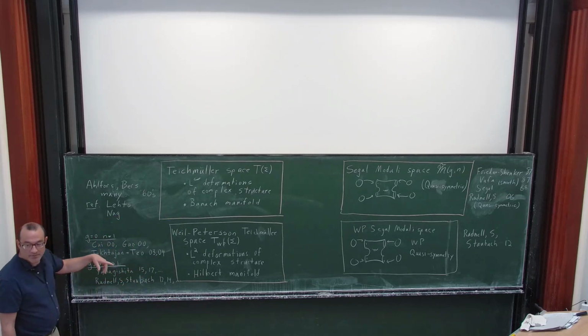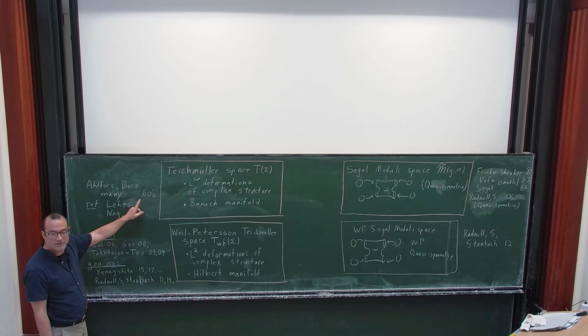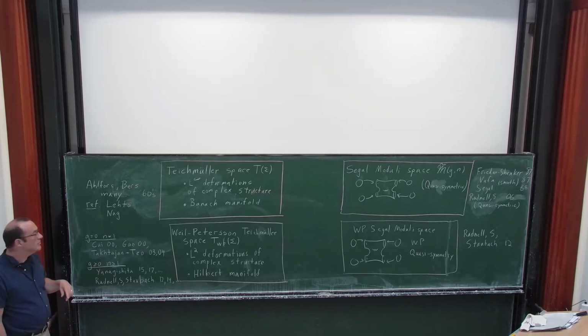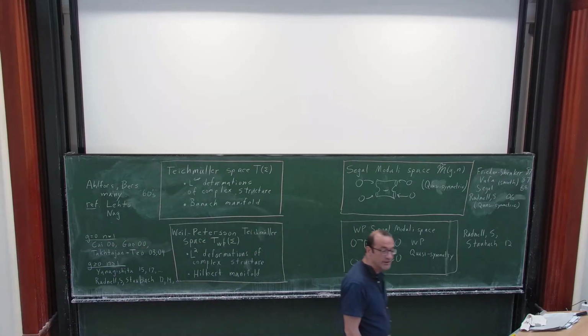And the theory of the Teichmüller space was developed by Hausdorff and Burst and many other people in the 60s. A couple good references are Leto's book and Nogg's book. They're a bit old, but in some ways they're the best in my opinion.